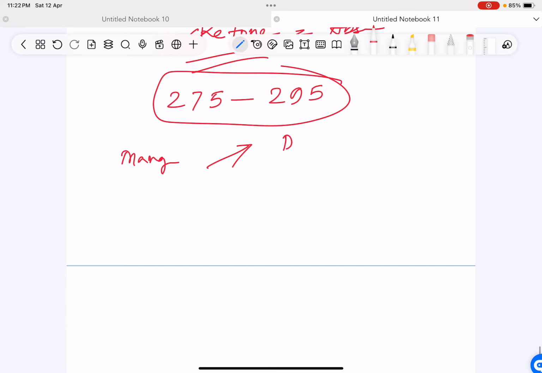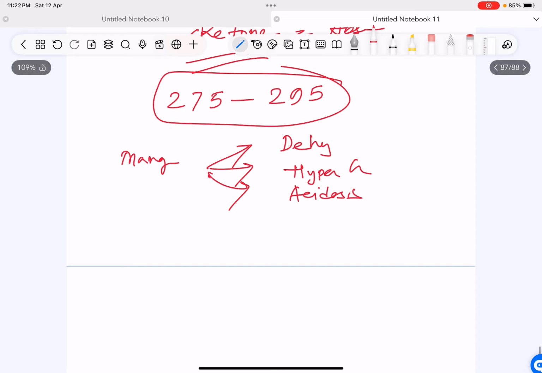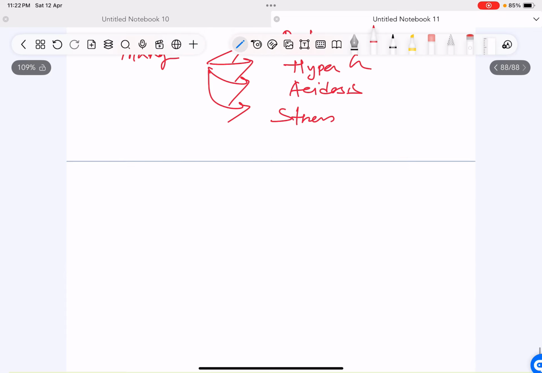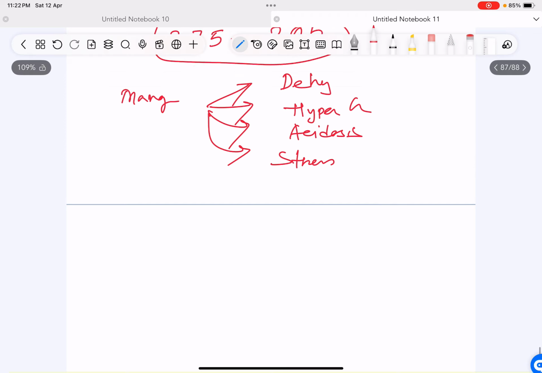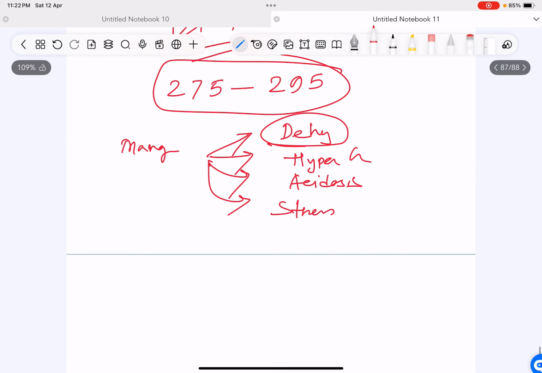The management of HHS: you have to correct three things: dehydration, hyperglycemia, and acidosis. And also you have to treat the stress, the underlying infection which triggered it. So first you do fluid resuscitation. So dehydration is the first step in correction.